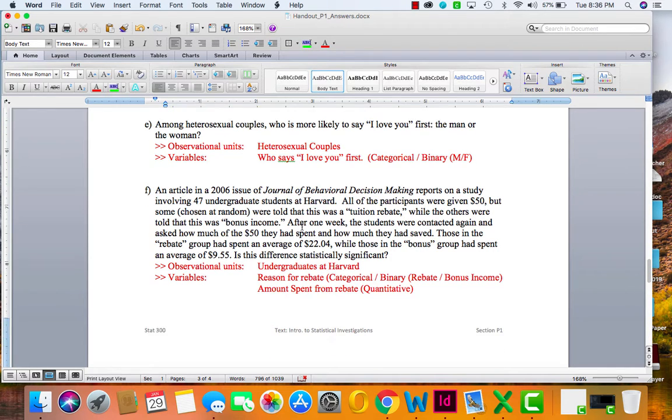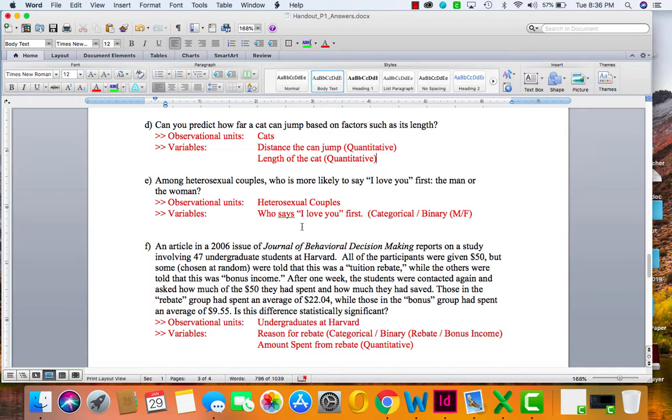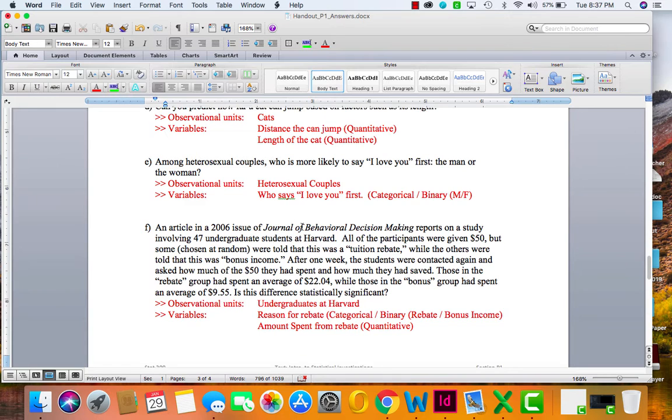And E and F, I kind of left the answers there for you. Among heterosexual couples, who is more likely to say I love you first, the man or the woman? Observational units are heterosexual couples, and the variable is who says I love you first. And that is categorical and binary.